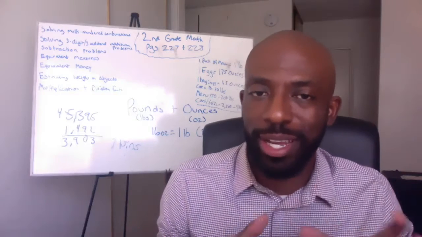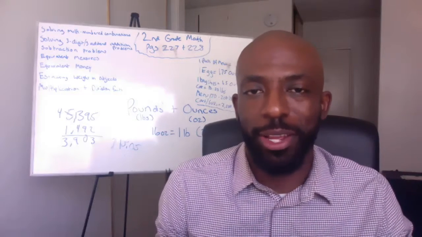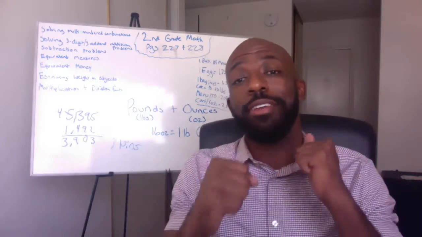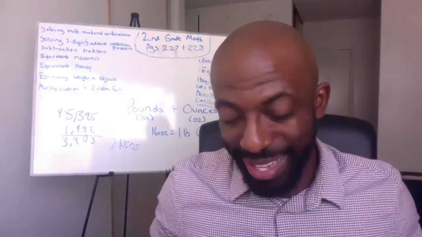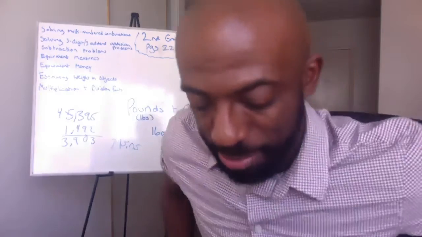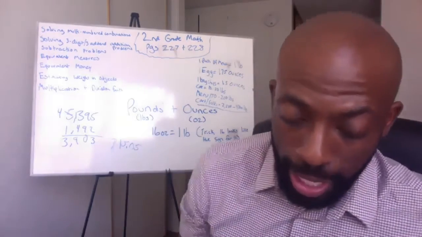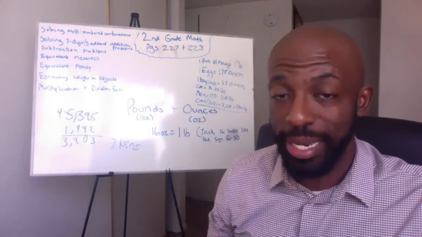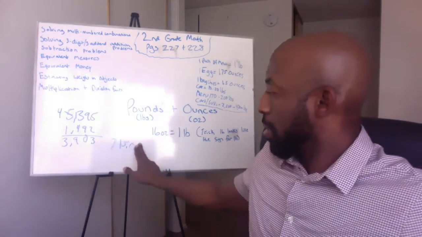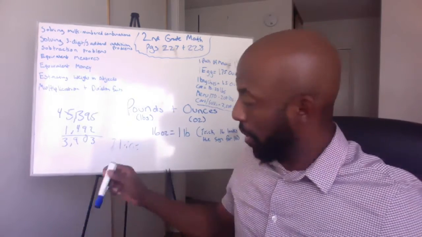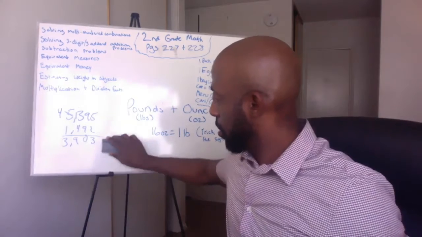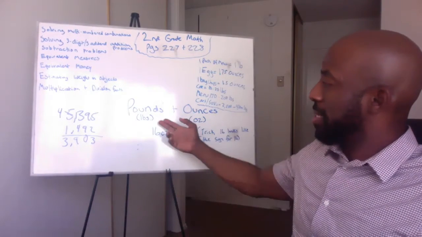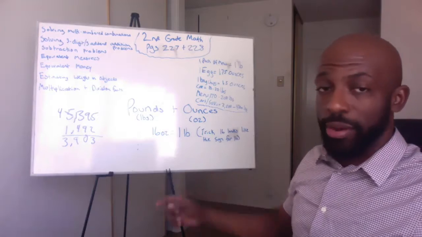If you have any questions about the concept, rewind the video again, or email me and ask me questions. All right, let's flip our pages because we're about to dive into pounds and ounces. So it says 1 pound equals 16 ounces. Pounds and ounces. There are 16 ounces in a pound, okay?